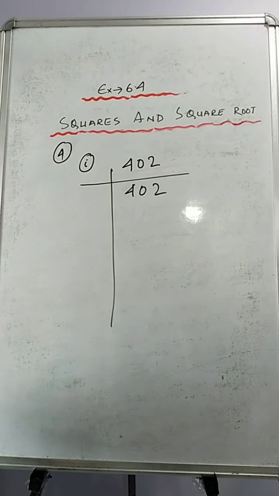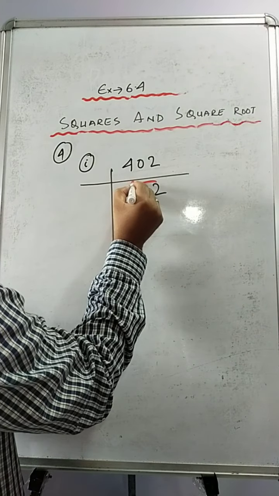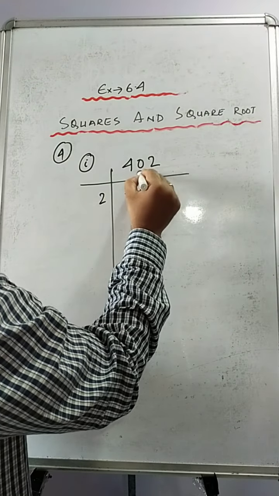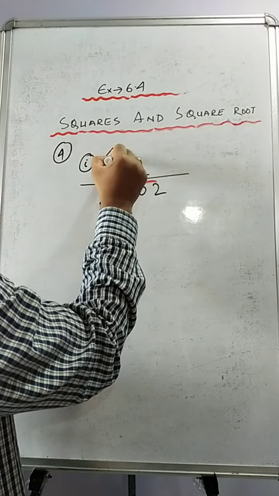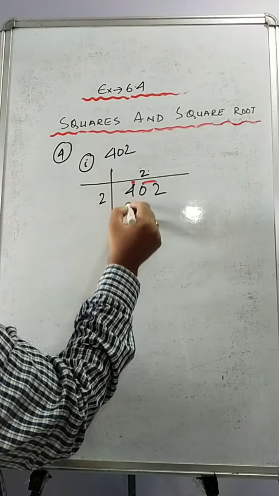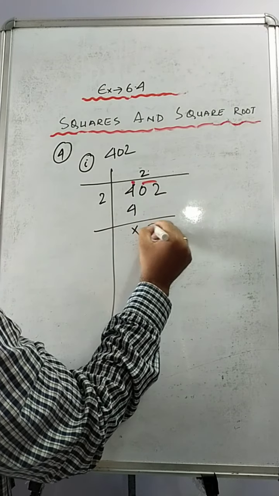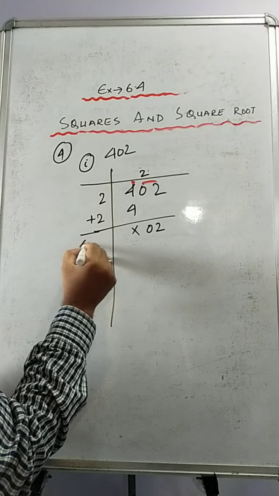So the next thing, we have to pair it up, isn't it? Now what is the first number? 2 2s are 4, isn't it? Let me just write this number a little bit up: 402. Now 2 2s are 4, it will be cancelled. Bring this 2 digit here. Now you have to add this number, so it will come 4.